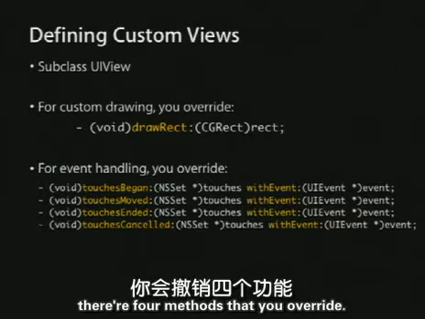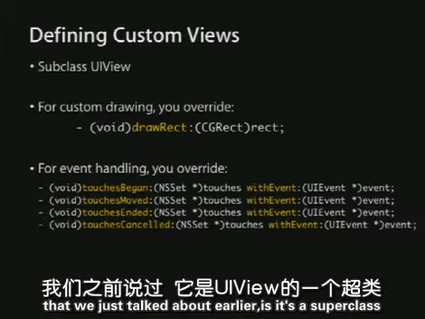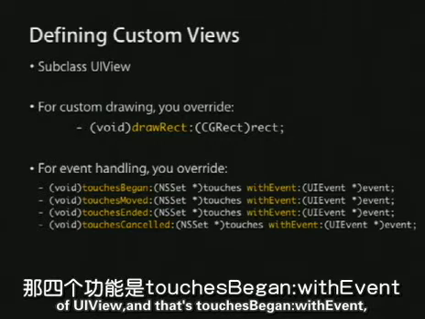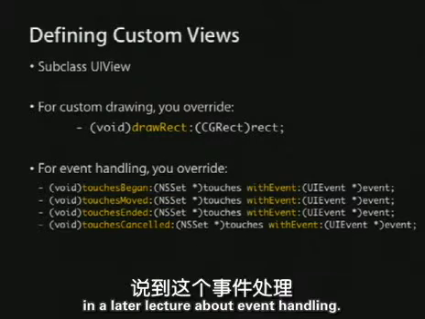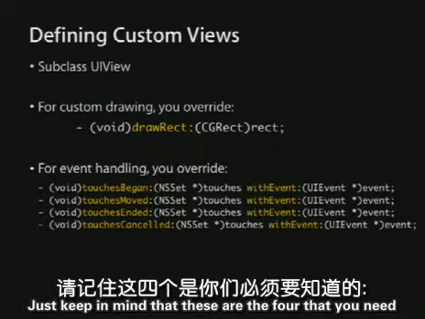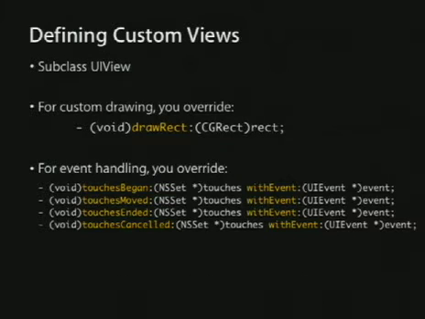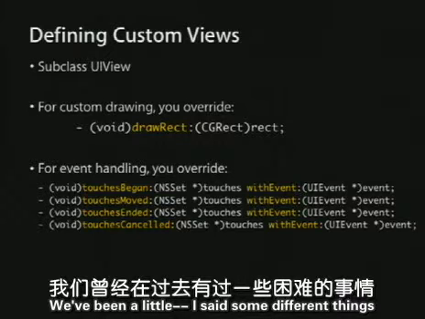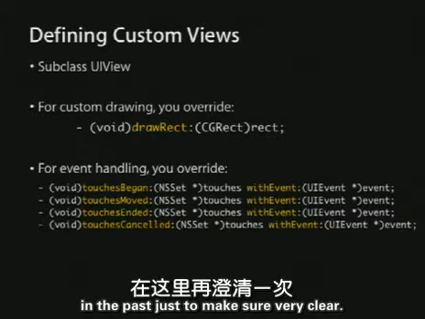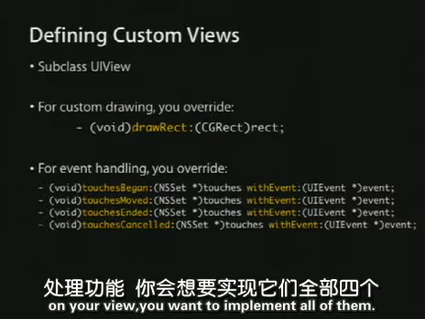And if you're doing event handling, there are 4 methods that you override. These are actually defined on UIResponder, which we just talked about earlier. It's the superclass of UIView. And that's touchesBegan withEvent, touchesMoved, touchesEnded, and touchesCancelled withEvent. We'll talk a lot more about these in a later lecture about event handling. Just keep in mind that these are the 4 that you need to know about: began, moved, ended, and cancelled. Those are the 4 states of a touch. If you implement any of them, you definitely want to implement all of them. We've said some different things in the past, just want to make sure it's very clear. If you implement any of the touch event handling methods on your view, you want to implement all of them.